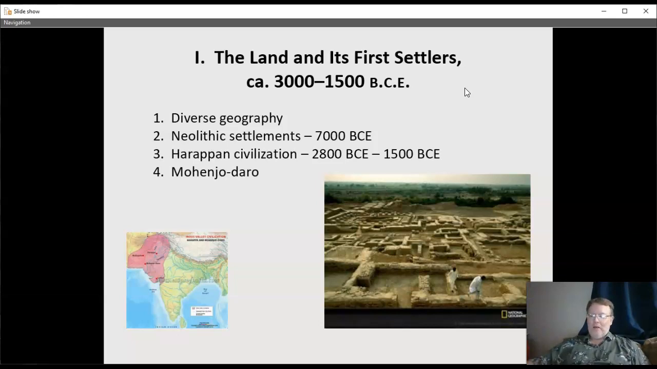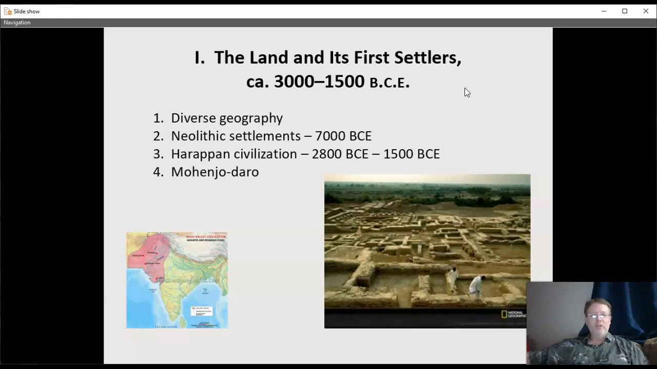Why? We don't know anything about them. We know they had a language. We found their language, but we can't decipher it. So other than archaeological evidence, such as what you see in the photo here, we know pretty much nothing about them. Not the case in any other ancient civilization we're looking at.